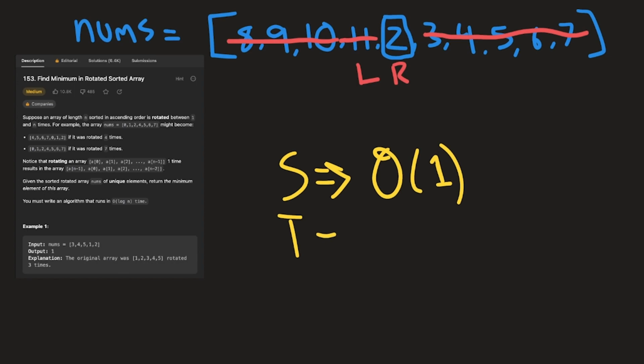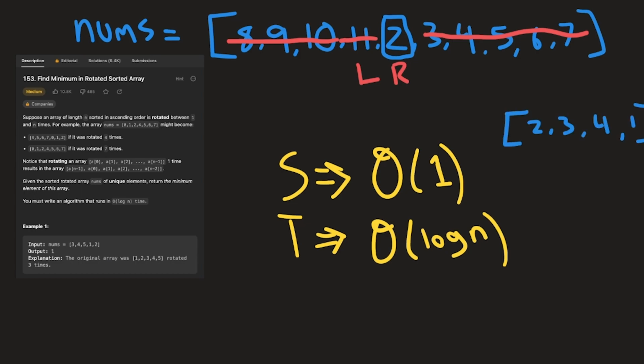And then our time is going to be, as we just looked at, O of log n time complexity. And again, that's because as the size of n doubles, our time only increments by 1. And so there we go. We have finished our algorithm to solve this problem.